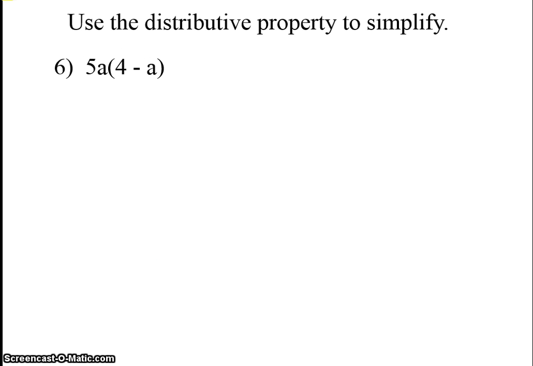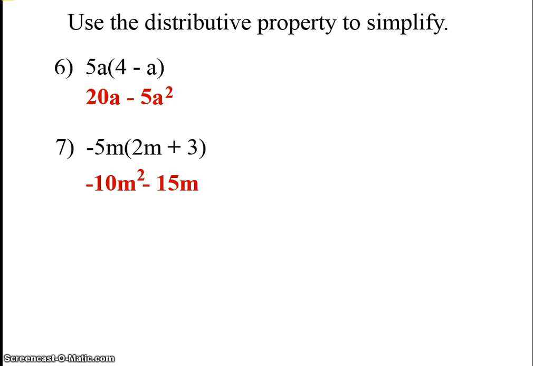The difference here is we have a variable on the outside as well. So we've got to remember to apply our exponents. Okay? So 5a times 4 is 20a. And then 5 times negative a is negative 5a squared. Get it? We can also have negatives on the outside, but it still doesn't change it much. Negative 5 times 2 is negative 10, and then m times m is m squared. Negative 5 times 3 is negative 15, and then m.